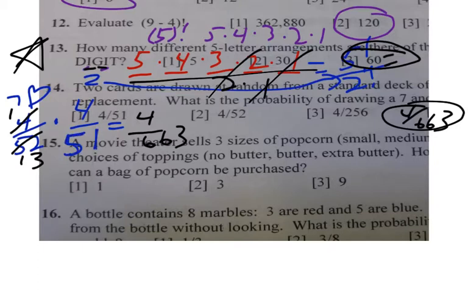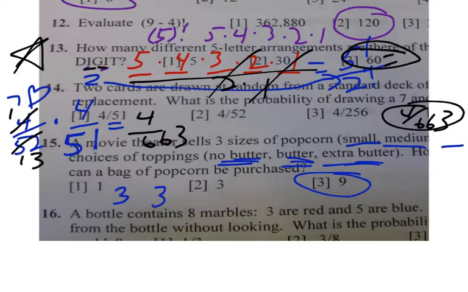All right, 15. Movie theater sells 3 sizes of popcorn, small, medium, large, 3 choices of toppings, no butter, butter, and extra butter. How many different ways can a bag of popcorn be purchased? Small could be with no butter, small could be with butter, small could be with extra butter. There's 3 ways. Medium can be with butter, no butter, and extra butter. There's 6 ways. Large could be with no butter, butter, and extra butter. That's 9 ways. So you could list those all out, and the shortcut is just there's 3 events for the sizes, and then 3 events for the toppings, which gives us 9.